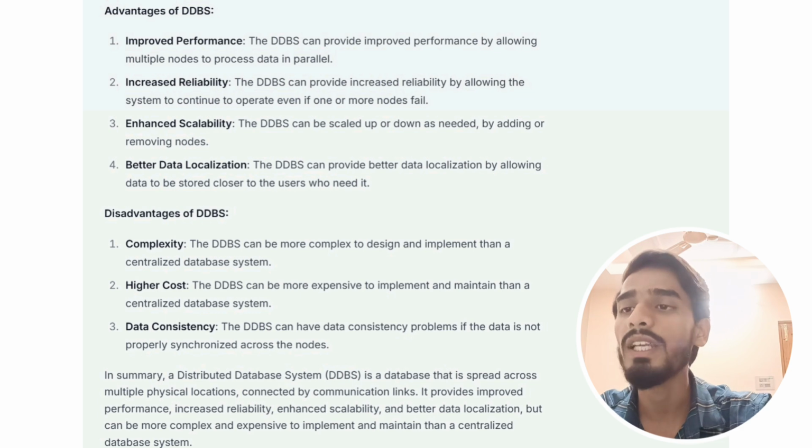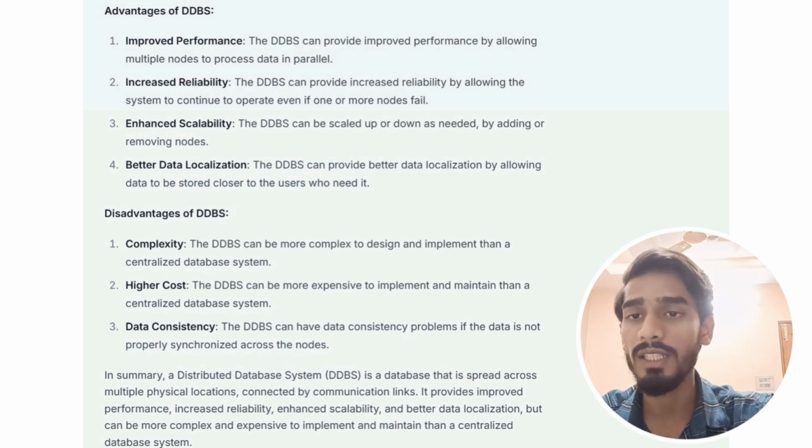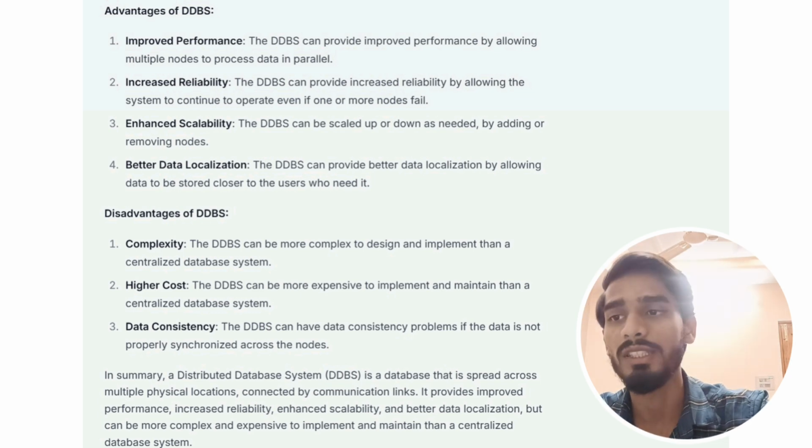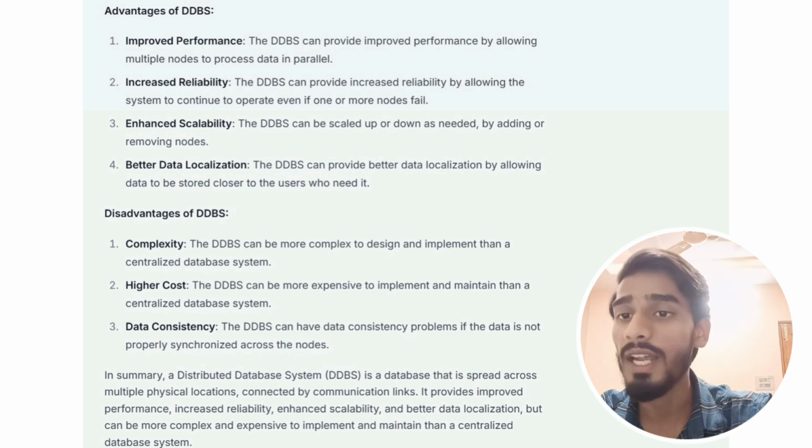In summary, a distributed database system is a database that is spread across multiple physical locations connected by communication links. It provides improved performance, increased reliability, enhanced scalability, and better localization, but can be more complex and expensive to implement and maintain than a centralized database system.